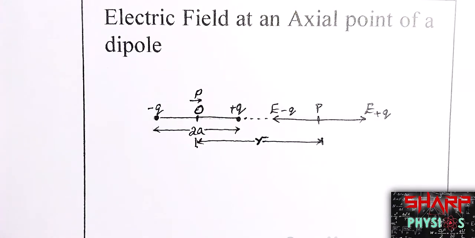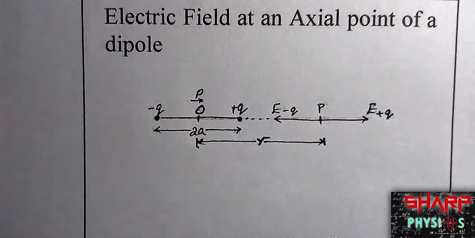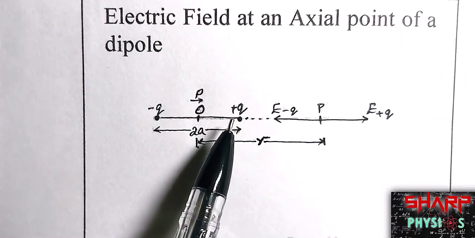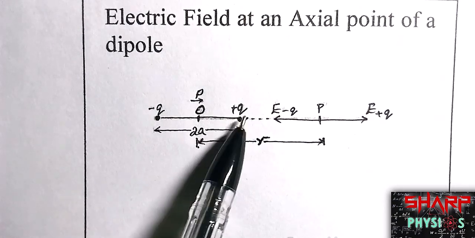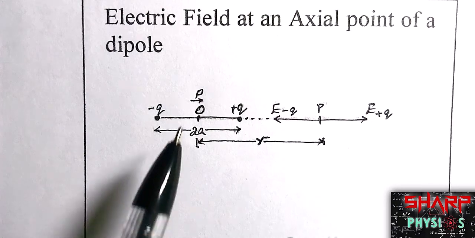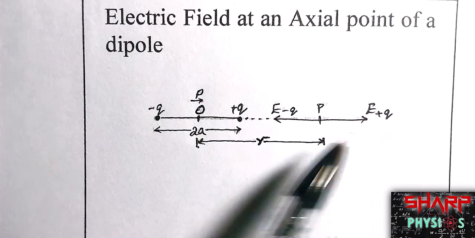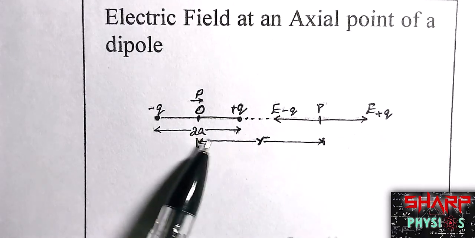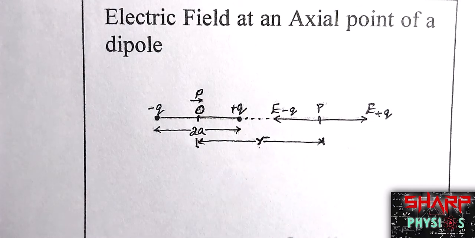Now we'll see about this electric field at an axial point of a dipole. Consider the same diagram where you can see two charges, +Q and -Q, separated by a distance of 2a. Let P be a point on the axial line at a distance r from the center, the origin O.